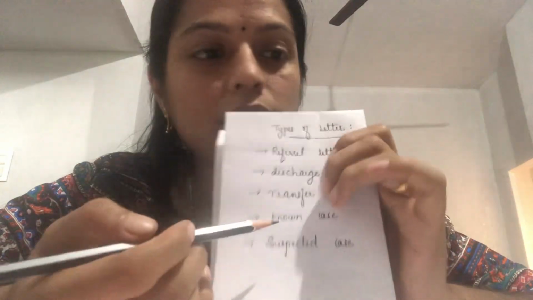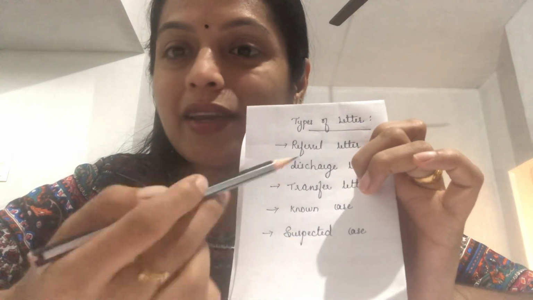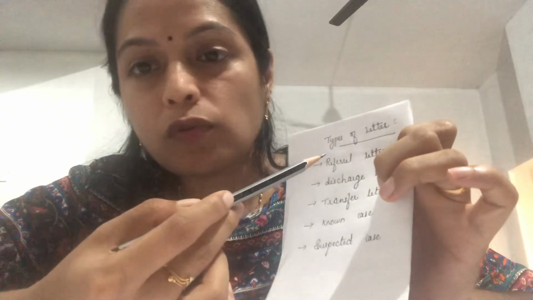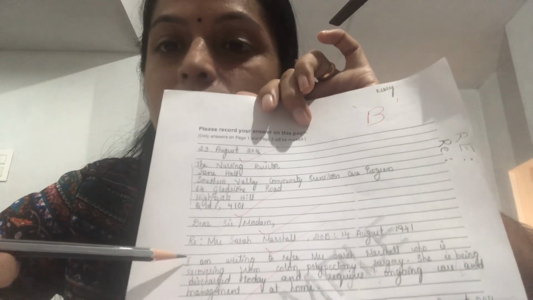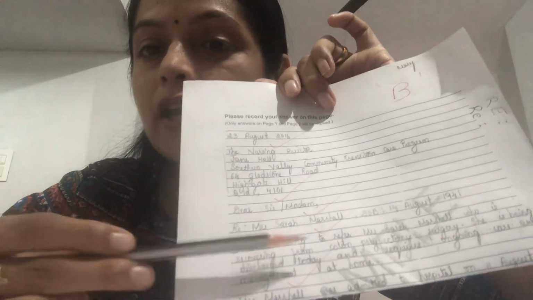So for writing the purpose we have some sentences to use for each letter. But there is no difference in writing a referral letter, discharge letter or transfer letter. For these 3 letters, at the start we write like, I am writing to refer. So in the purpose, which sentence do we need to use? I am writing to refer.